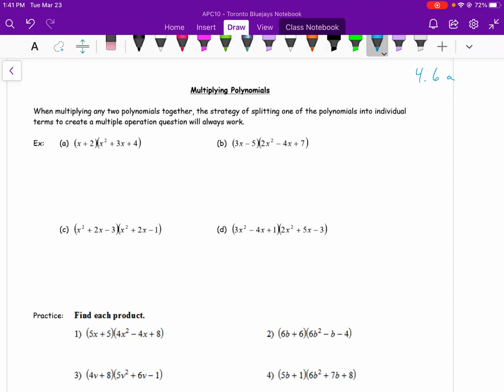We're going to start something new here. We're going to look at multiplying polynomials. It's new, but it's absolutely identical to what we've done before. So when multiplying any two polynomials together, the strategy of splitting one of the polynomials into individual terms to create multiple operation questions will always work.